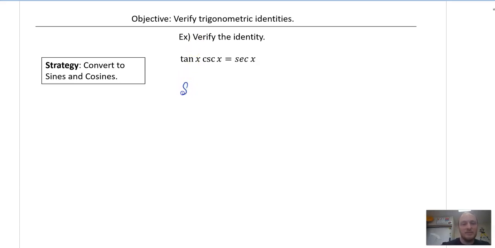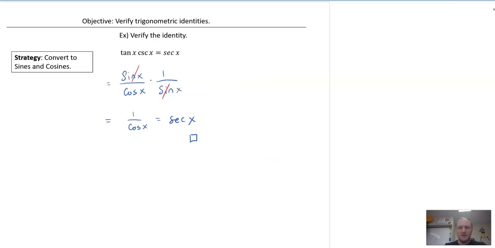So tan x is sine x over cosine x, and cosecant x is 1 over sine of x. Both of these end up canceling, and we get 1 over cosine of x, and that happens to be secant of x, and done. So that one was simple.